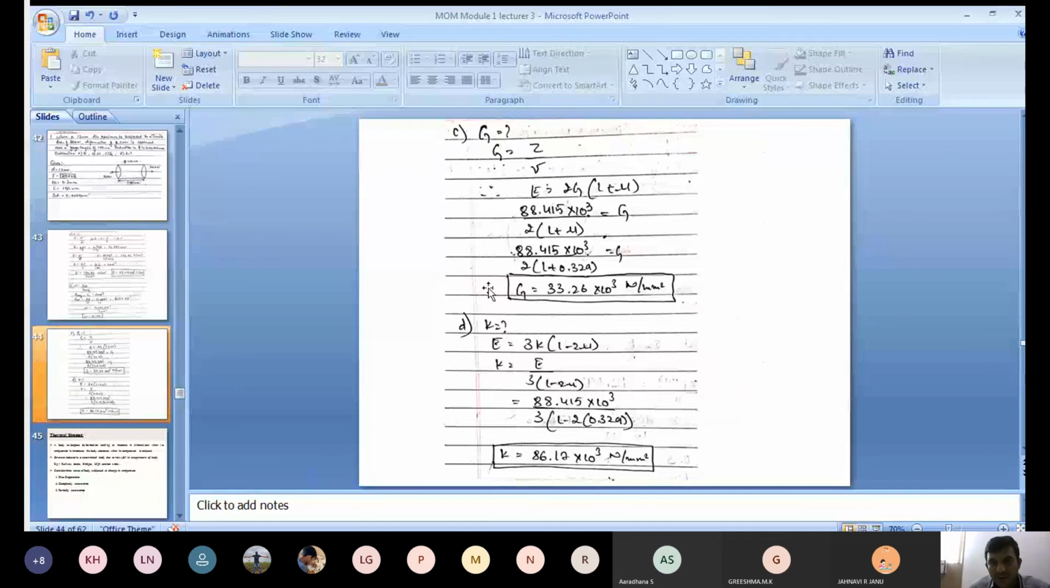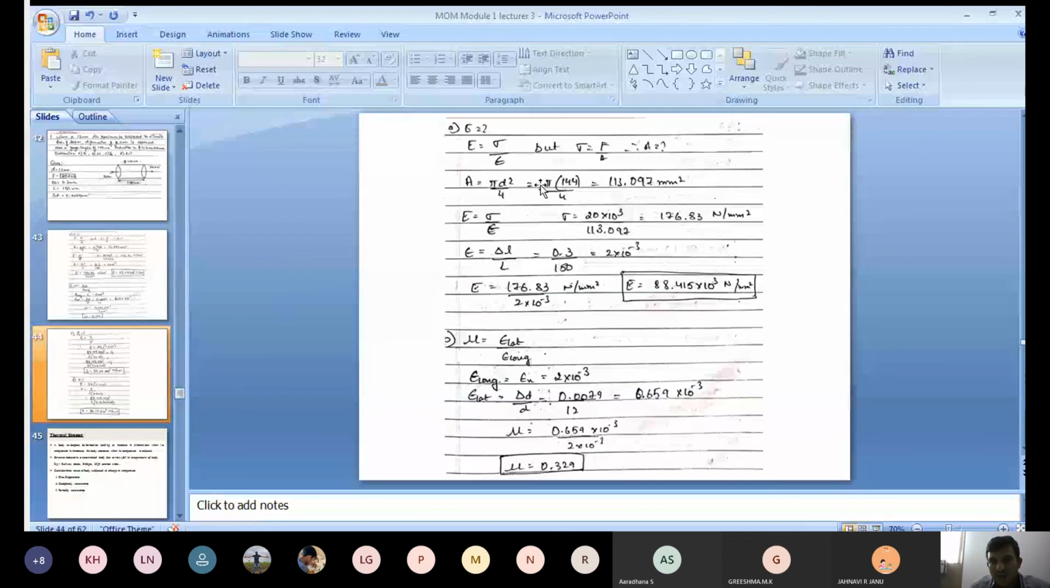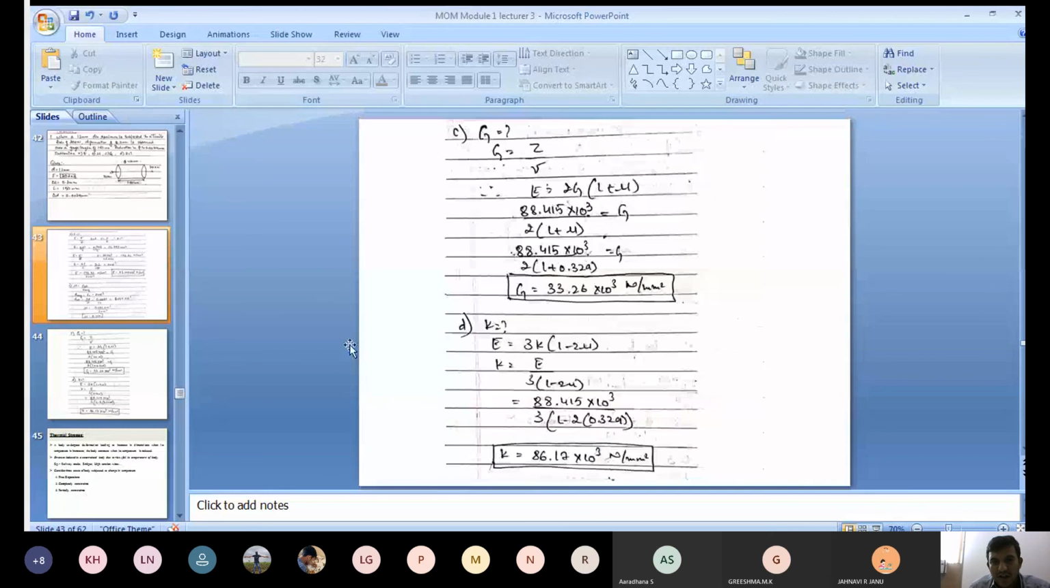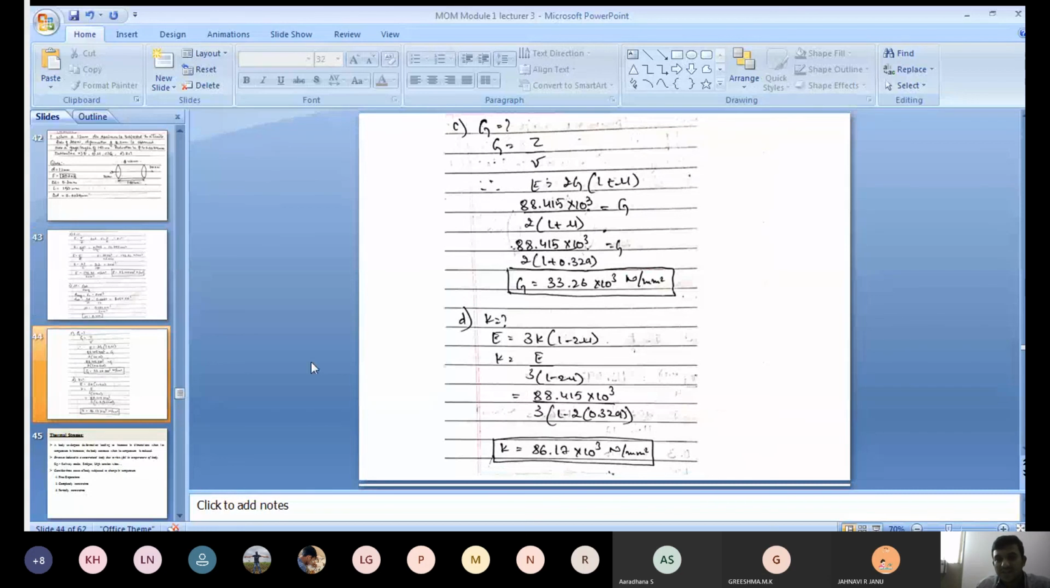The problem is solved here. Young's modulus is 88.415 into 10 raised to the power of 3 Newton per mm square. Mu value is 0.329. And shear modulus is 33.26 into 10 raised to the power of 3 Newton per mm square. See, the shear modulus is less than Young's modulus. Again, bulk modulus is 86.17 into 10 raised to the power of 3 Newton per mm square. That also should be less than Young's modulus. Whenever you solve problems, once you get the answer, check whether the answer is right or wrong. Now, in the next class, we'll study one more topic: thermal stresses.